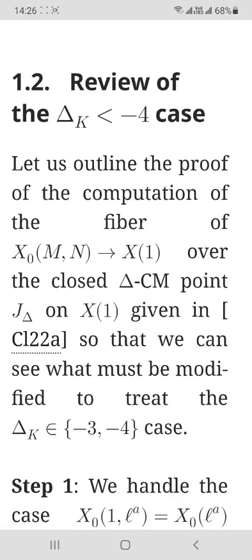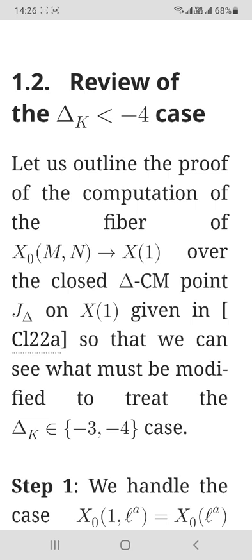1.2 Review of the delta K less than -4 case. Let us outline the proof of the computation of the fiber of S0(m,n) to S1 over the closed delta CM point j(delta) on S1 given in CL22A, so that we can see what must be modified to treat the case delta K belongs to {-3, -4}.